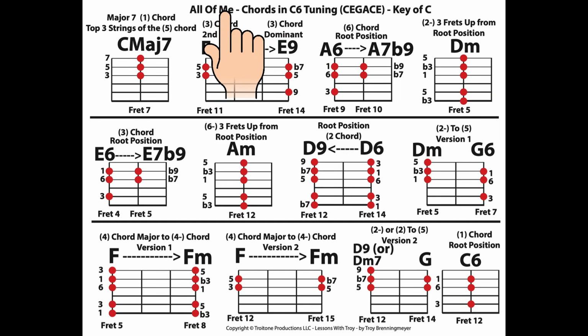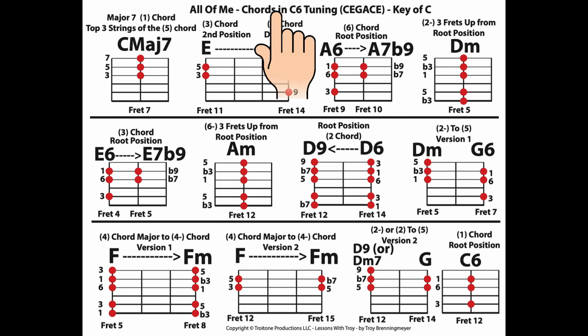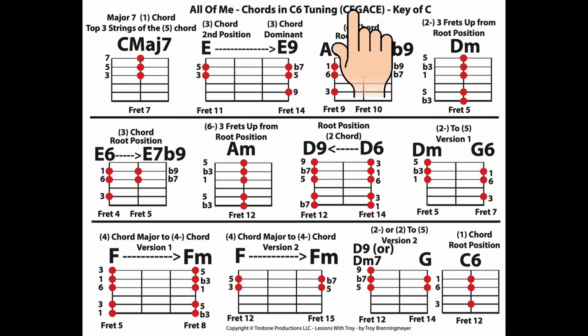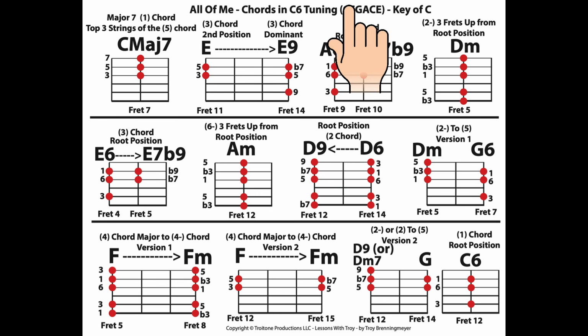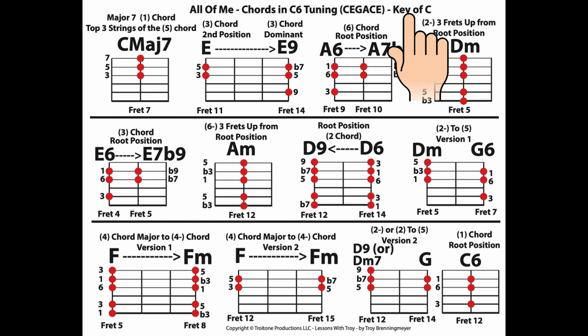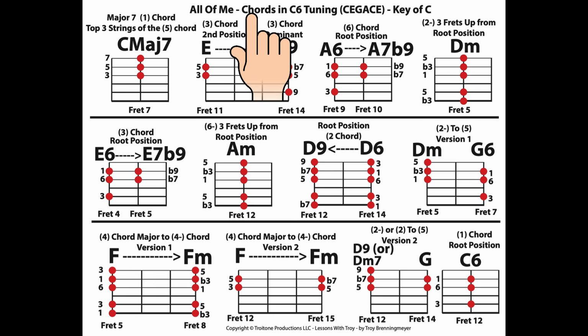Okay, real quick, I wanted to go over this diagram system that I made up for showing you chords in C6 tuning. C, E, G, A, C, E is your tuning from your thickest to your thinnest string. And this is for the song All of Me, which this arrangement is in the key of C. So I'm not showing you the melody of this song, I'm just showing you the chords.